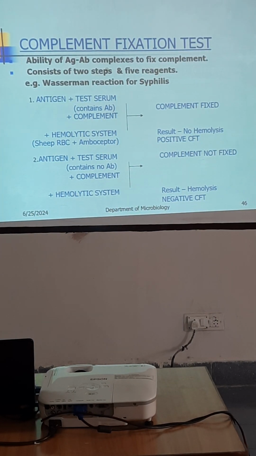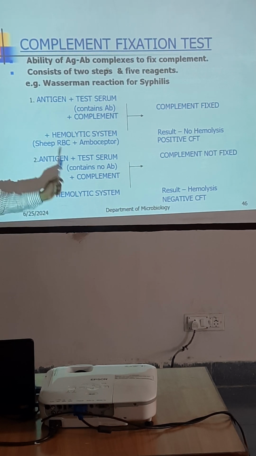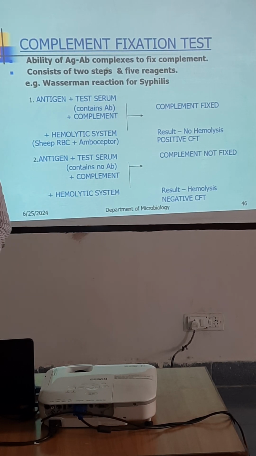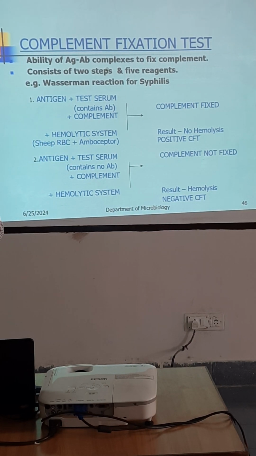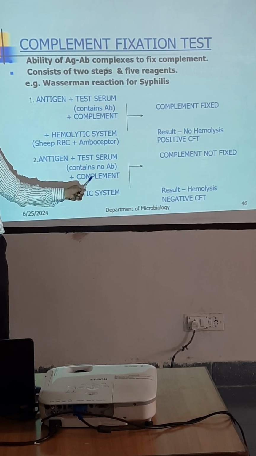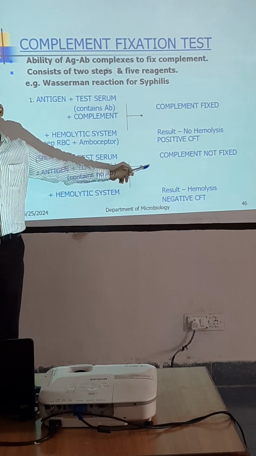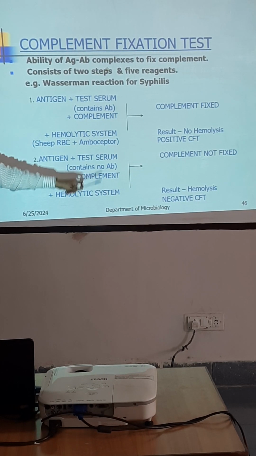But if a negative test is there, what will happen? Antigen plus the test serum, which is having antibodies but not against the specific antigen. So they are not going to form the antigen antibody complex. So here in this case, the complement is not going to be utilized. It will remain free. It will not be fixed. It will remain free here.